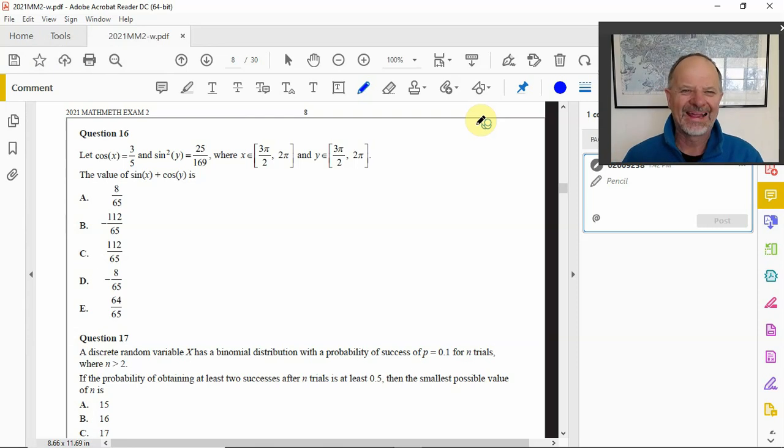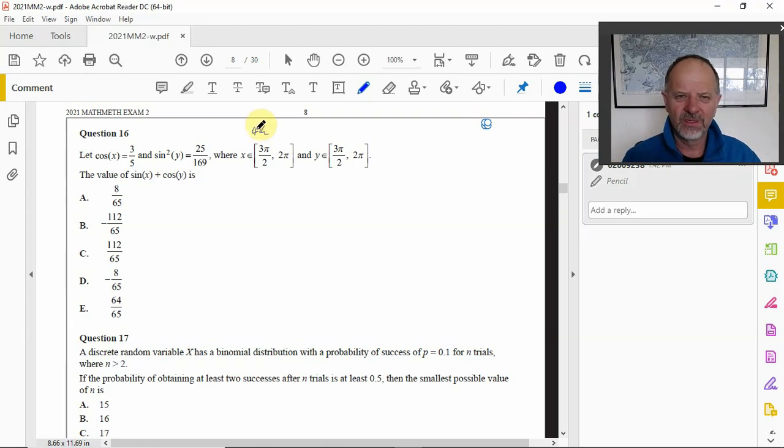Okay, here we are back at the VCAA 2021 Maths Methods exam number 2, multiple choice, the last group of questions here. Question 16, the first one. So cos x is 3/5 and sine squared of y is 25 on 169. And so x is between 3 pi on 2 and 2 pi, so that's our fourth quad, and y also is in our fourth quad.